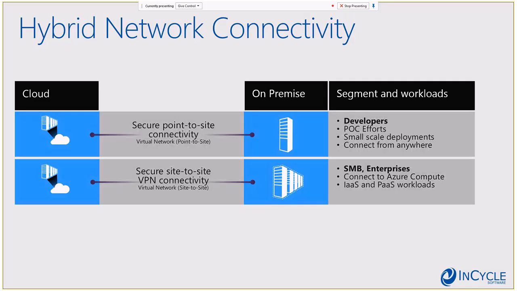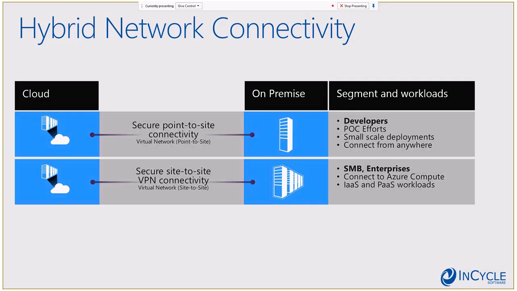And those primary means of connectivity are either through a secure point-to-site or a secure site-to-site. Let's talk about why I would want to choose one over the other. A secure point-to-site really is meant for individuals themselves to establish VPN connectivity into the Azure network or the Azure ecosystem, targeting developers or individuals that are maintaining certain aspects of that Azure ecosystem. Very small-scale deployments, or if I need to connect from anywhere in the world, that secure point-to-site connectivity offers value.